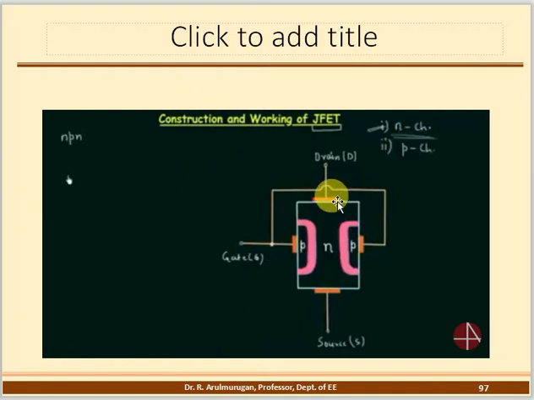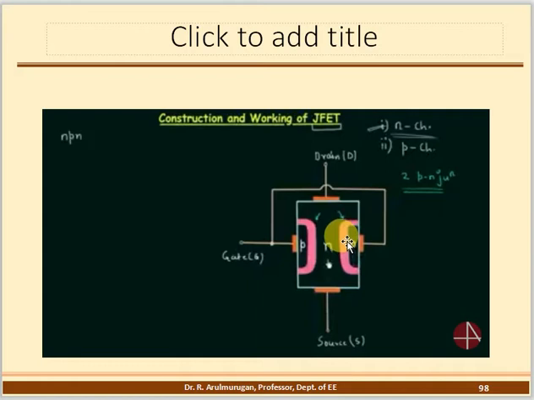Let's take one example: the N channel, which we will take to proceed further. What are the three terminals? Gate terminal, drain terminal, source terminal. The two P regions are connected to the gate terminal only. How many junctions are there? This is one PN junction, this is another PN junction. There are two PN junctions.